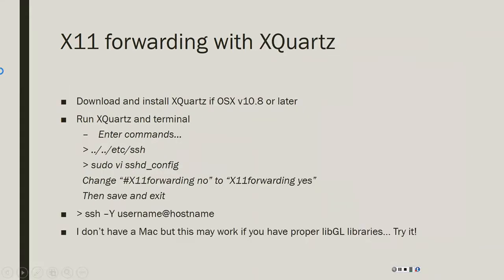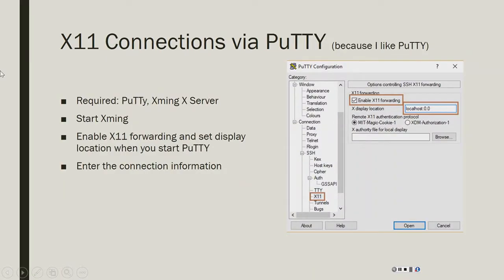If you're using PuTTY, because I like PuTTY, before you start your connection, go on the sidebar to Connection, SSH, X11, check Enable X11 forwarding, and then if you're using Xming, enter the display location as localhost:0.0, and then enter your connection information. It will connect you with the next connection.